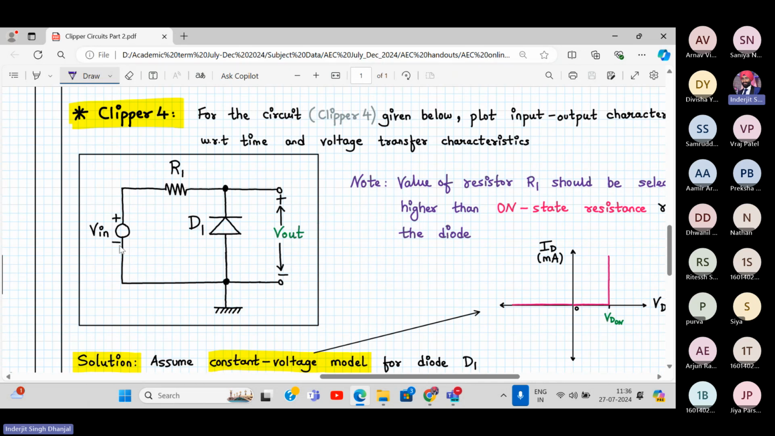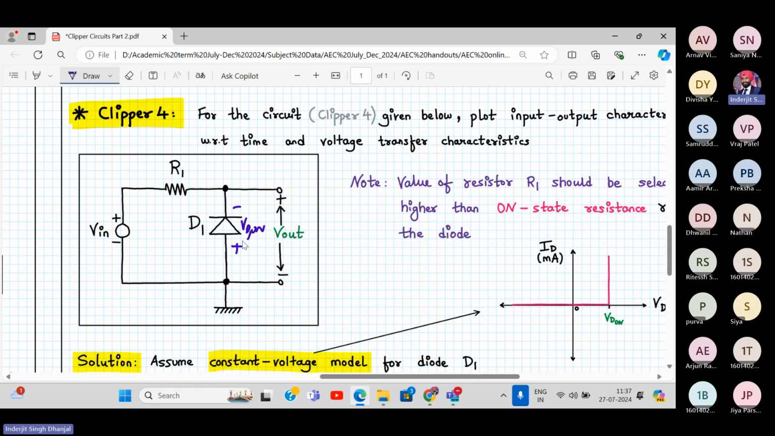Understand this, please. During the positive half cycle, will my diode ever turn on? During the positive half cycle, the diode will become reverse biased. So whenever V in is greater than VD on, where VD on over here is negative, do you understand this, please? If the input is in the positive half cycle, that is, input is greater than VD on, my diode is always off.